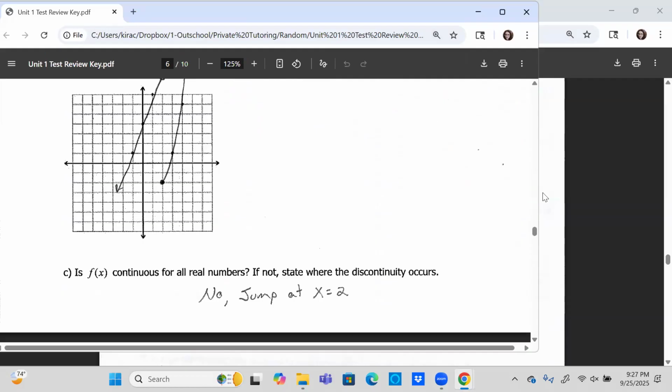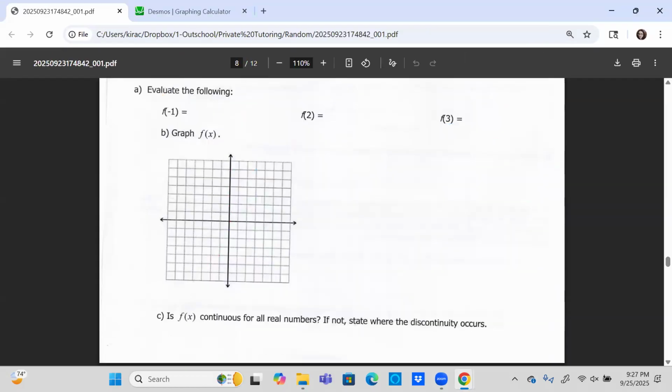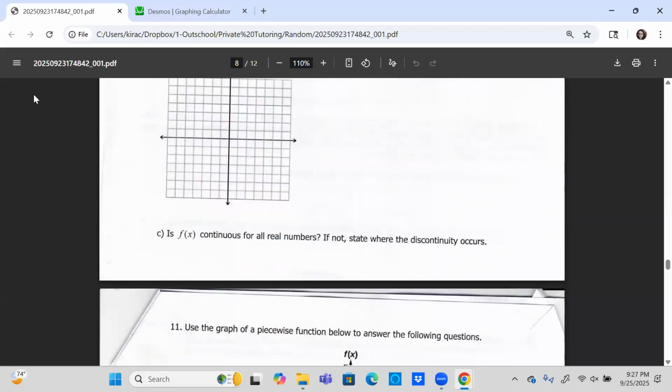Is it continuous? No. Let me put my graph back. Okay, that's not exactly in the right spot. Something like that. It's not continuous. You have to pick up your pencil. And where do you pick up your pencil? Right there at that open hole. And then you would jump down here. So it's not continuous at x equals 2. So no, discontinuity occurs at x equals 2. That's where we pick up our pencil.